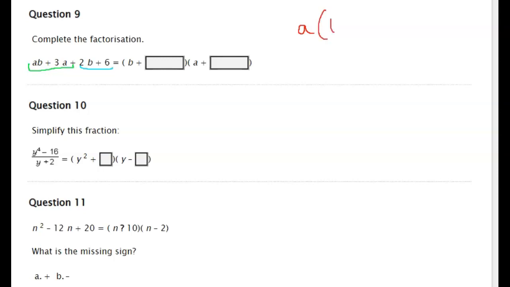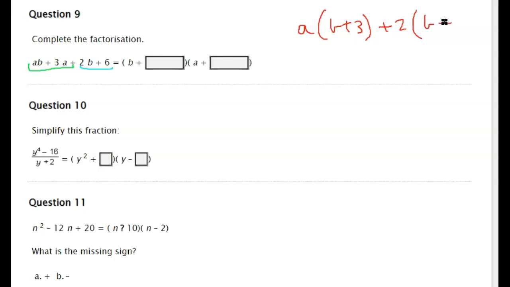So I put that in brackets. And then this blue section, okay, I've grouped these two terms. I've got 2b plus 6. So the highest common factor of 2b and 6 is 2. So I'm going to do plus 2. And then I'm left with b plus 3.